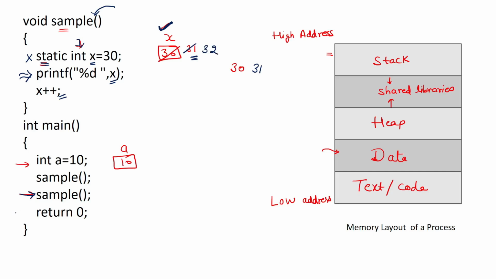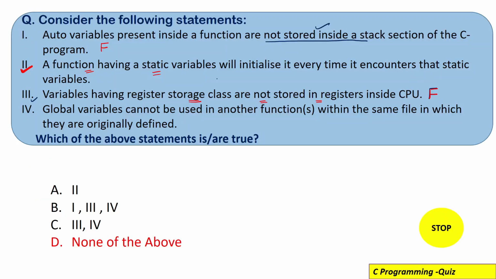Now we will come here and return 0. But if sample is called again, then our next output will be 32 due to this printf, and then x will be 33. In this way we have seen that this static line is actually read only for the first time when we enter inside this sample function. After that we will not read this line, we will just come to the next line. So that's why this second statement is false. That is, a static variable will not be initialized every time whenever we are coming to that function.